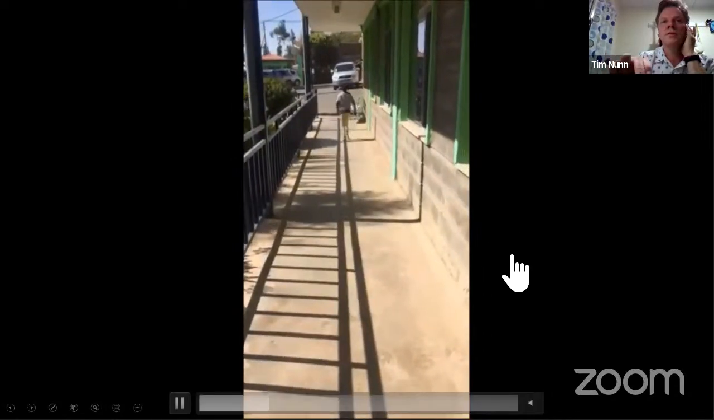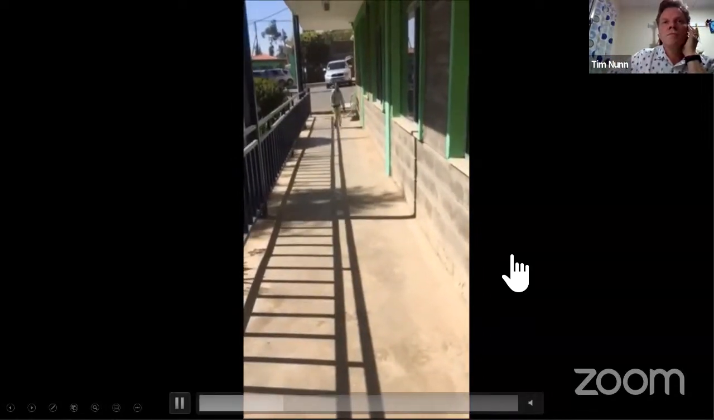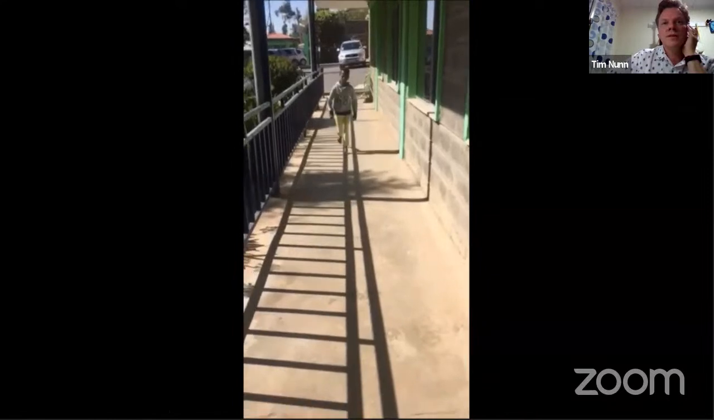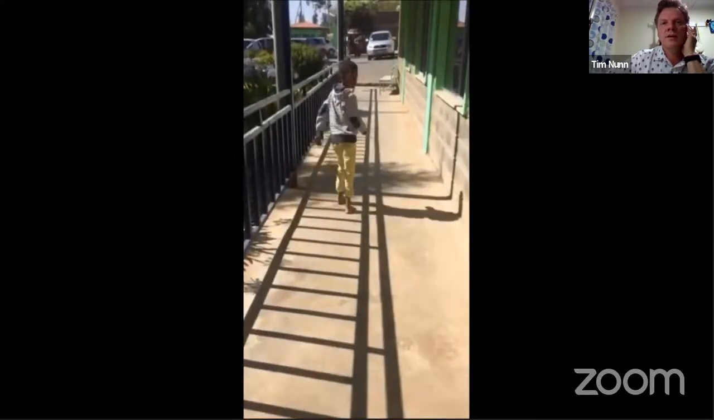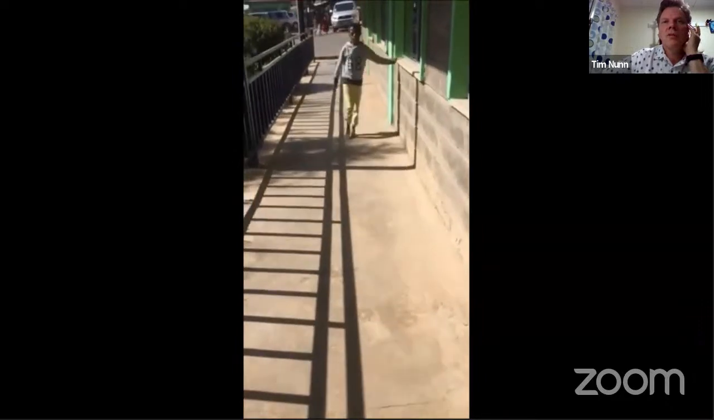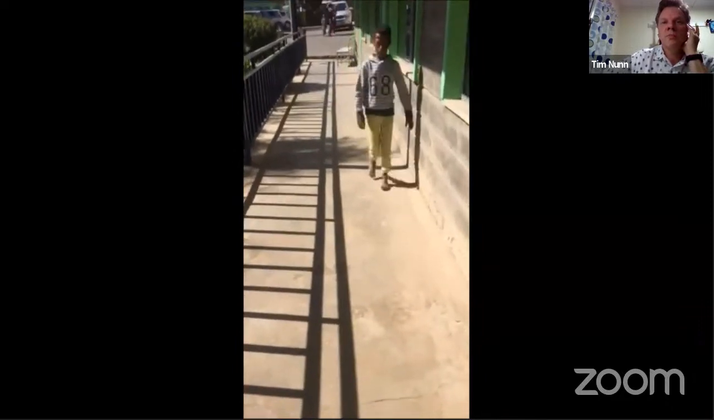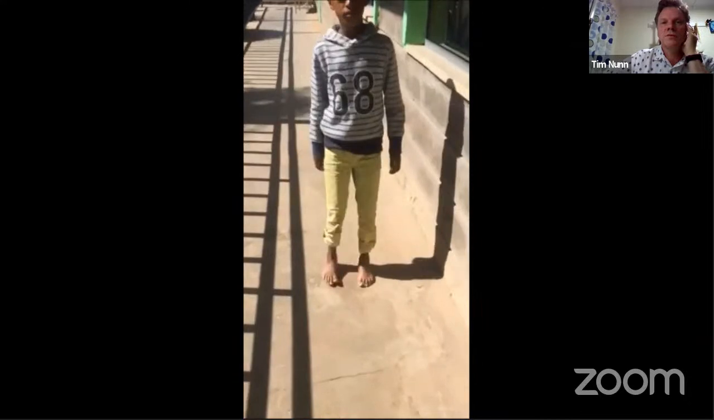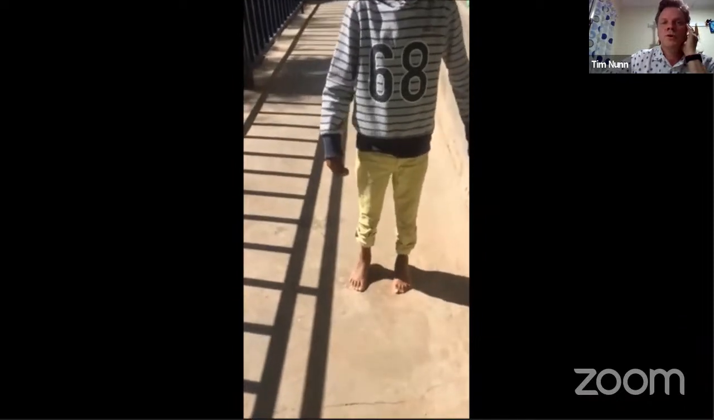Just to show you, he's painless and plantigrade. And what we tend to find out with these kids is that they do tend to have weakness in the calf muscles. So going up onto tiptoes sometimes can be difficult. This guy, I think, can manage that just about. Certainly going up onto tiptoes on one foot is usually very difficult.